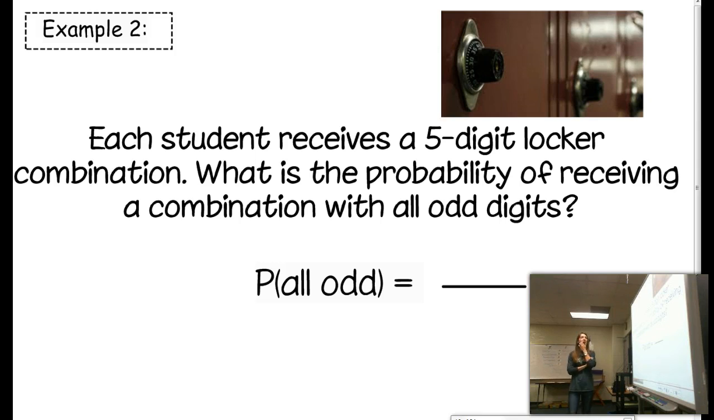So anyways, you get a locker, and it's got a 5-digit combination. So there's 5 numbers. 1, 2, 3, 4, 5. You only have 3 numbers? Yeah, 3 numbers. Oh, but some of them have 2 digits, right? Like 26 could be the middle number. Okay. What's the probability of receiving a combination with all odd digits? Could a number be 0 through 9? Those are the choices, 0 through 9.